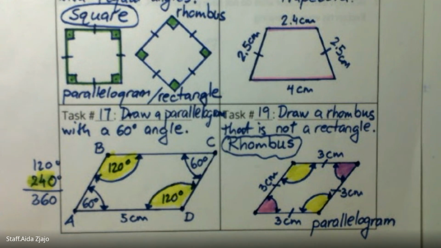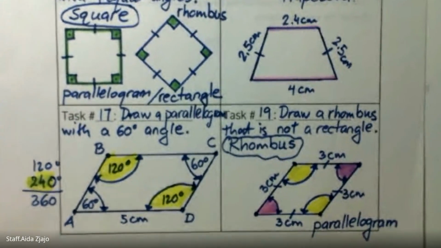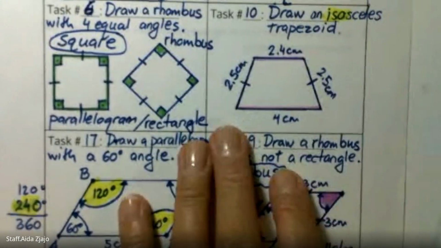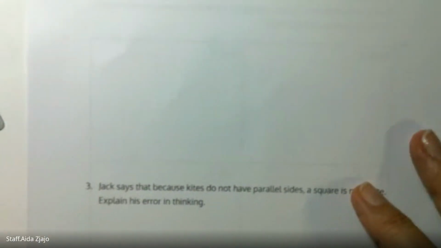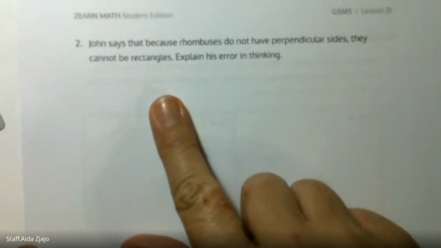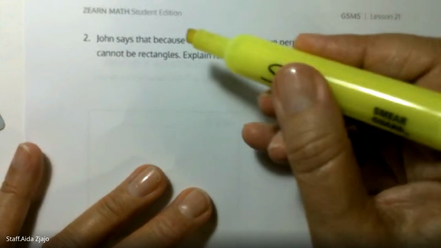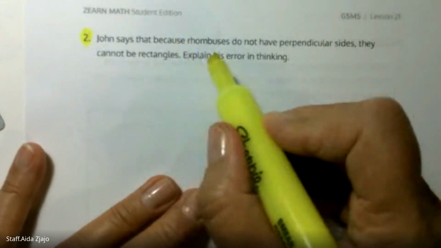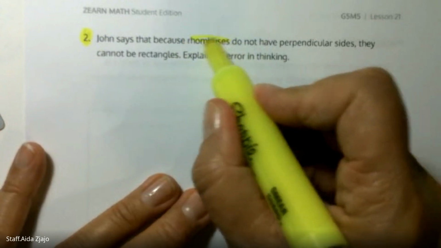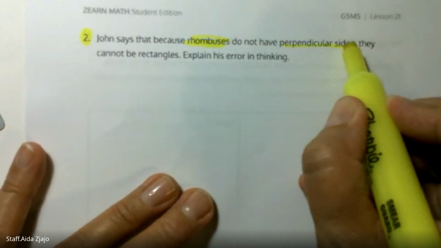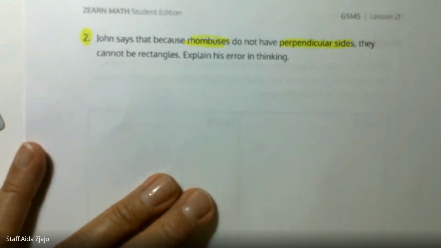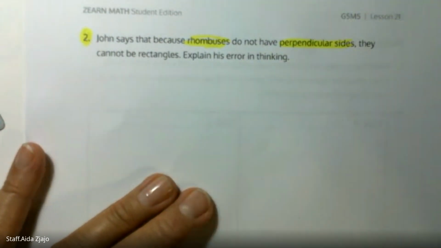There are many cards that you could explore in a classroom. And then there is the back side, that says question. All right. Number 2. John says because rhombuses do not have perpendicular sides, they cannot be rectangles. Explain his error in thinking.